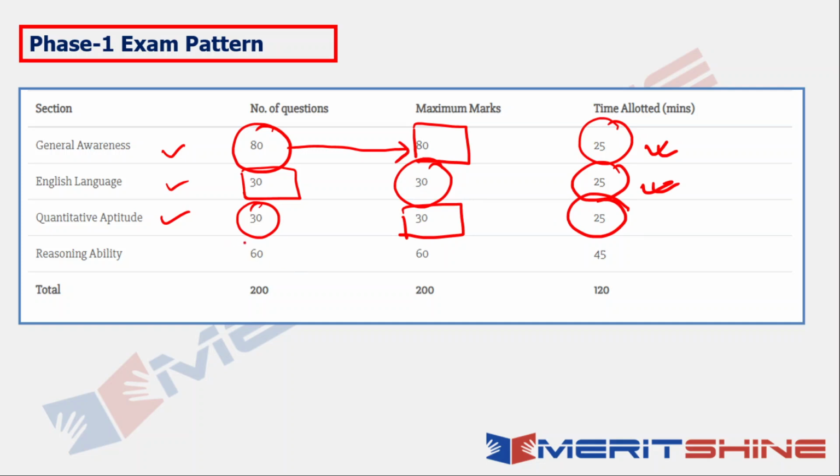Now comes the section that has been allotted the most time, and that is 45 minutes, and that is reasoning ability. Reasoning ability has 60 questions, 60 marks, and that is why the time allotted is also more.